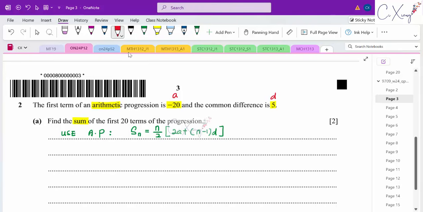Right. So now because I want to find the first 20 terms, so I'm going to get S20. So my n will be 20 here. Okay, so 20 divided by 2, 2a. So 2 multiplied with a, which is -20, given in the question. n minus 1 is 19. d is a 5. Okay, so this is a very straightforward question. So please substitute the value in correctly and also try to get the final answer here. It should be 550.